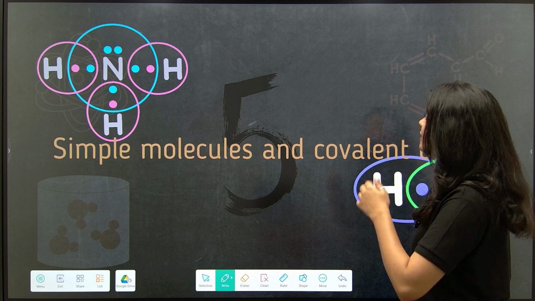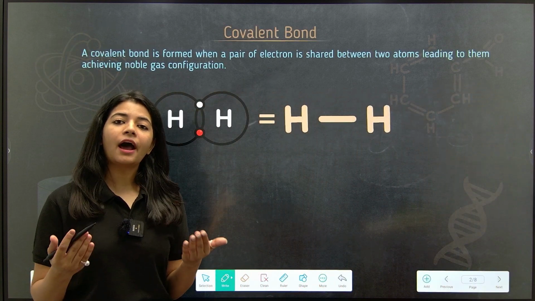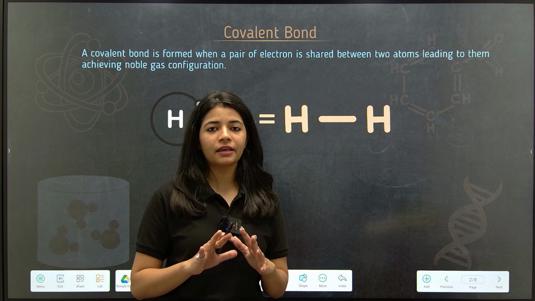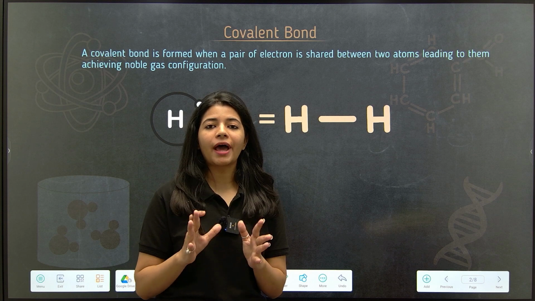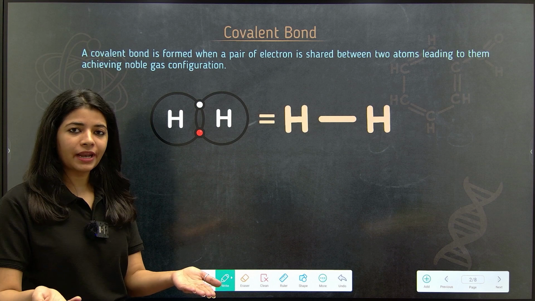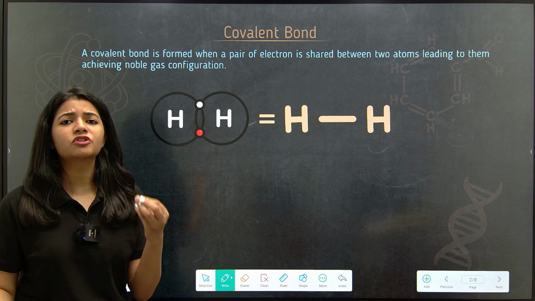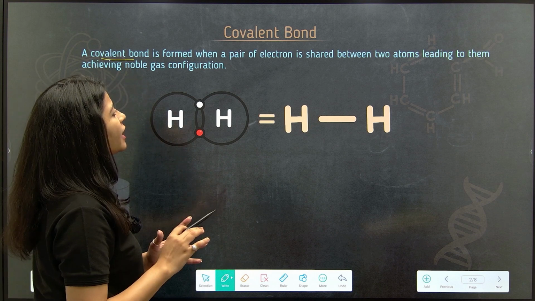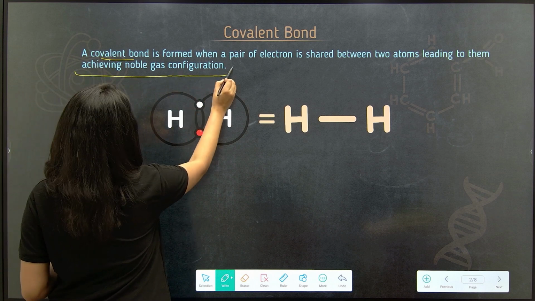So what are covalent bonds? A covalent bond is formed by sharing of electrons. Like in ionic bonding, one species would give the electron, another would gain the electron and then an ionic bond will form, right? But in covalent bonding, two atoms will share 2 or more electrons, and because of this sharing of electrons, a bond is created which is known as a covalent bond. Let's quickly read: a covalent bond is formed when a pair of electrons is shared between 2 atoms, leading them to achieve a noble gas electronic configuration.